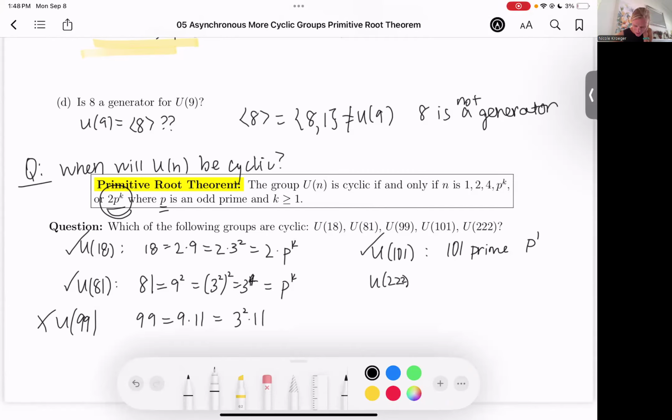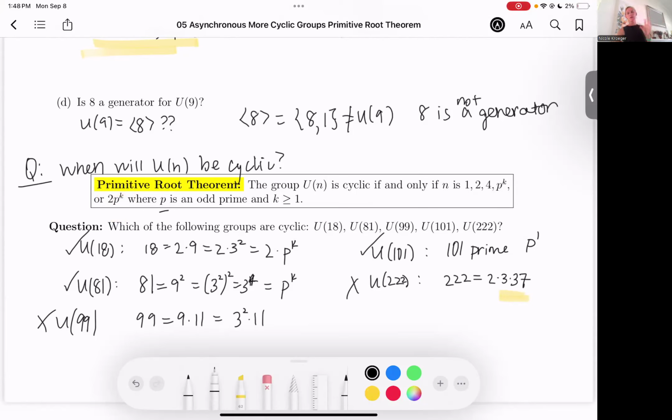And then my last one, U of 222. We have to factor 222. I'll let you do the work, but this gets 2 times 3 times 37. This is the product of 3 prime numbers. That's not one of these examples. So this is not 2 times p to the k because I have 2 other prime numbers multiplied by it. So that doesn't work. So this group's not cyclic.